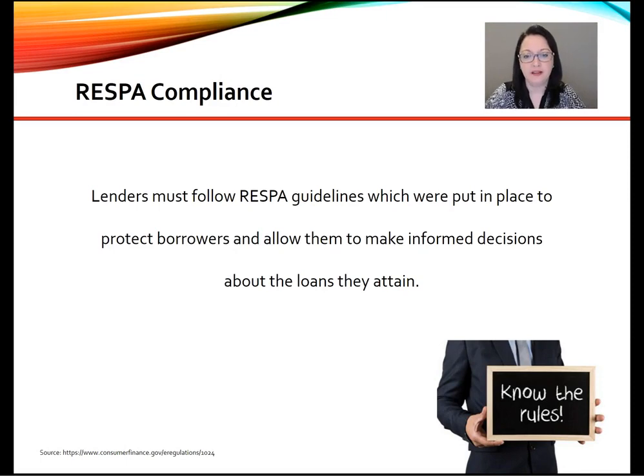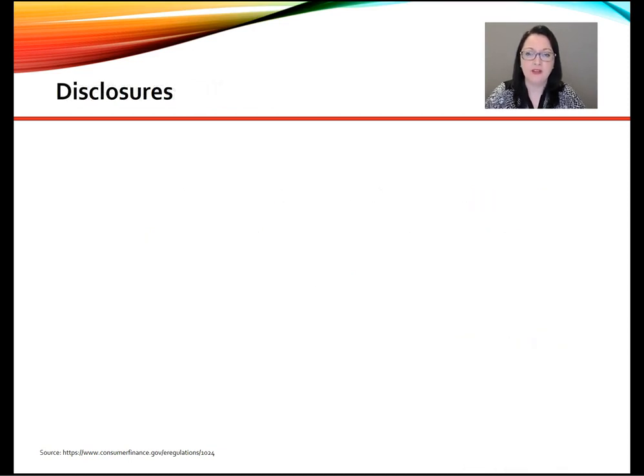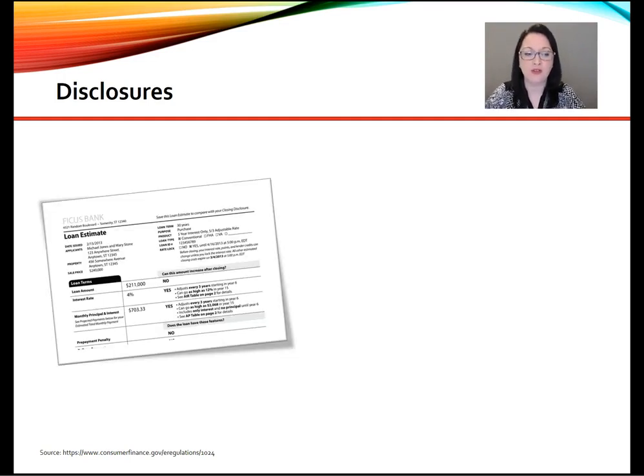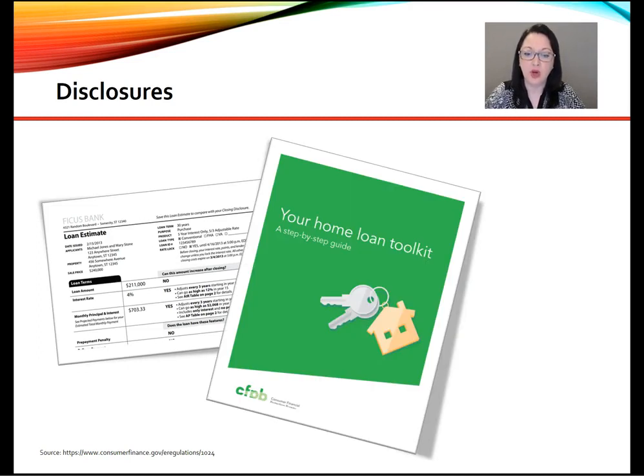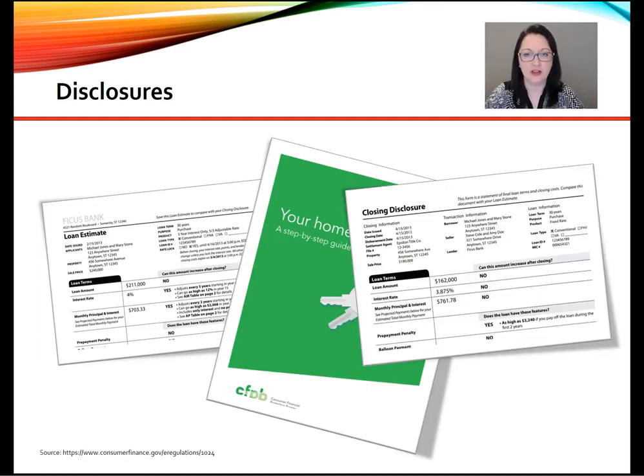Lenders must follow RESPA guidelines, which were put in place to protect borrowers and allow them to make informed decisions about the loans that they obtain. The disclosures we're going to go through here in just a second, but some of the most common that you're familiar with are, of course, the loan estimate, the Your Home Loan Toolkit, and the closing disclosure. And of course, these are required forms and disclosures that are required to be given to the borrower within 3 business days of the application for the loan estimate and the Your Home Loan Toolkit, and 3 business days prior to loan consummation for the closing disclosure. But let's talk about some additional disclosures that are part of RESPA.